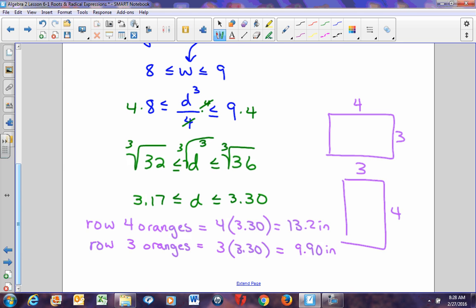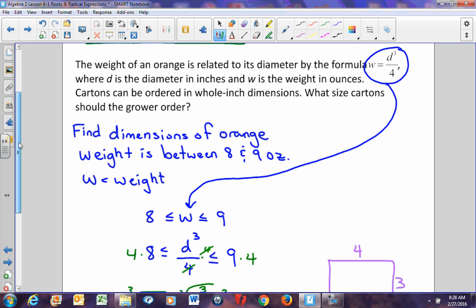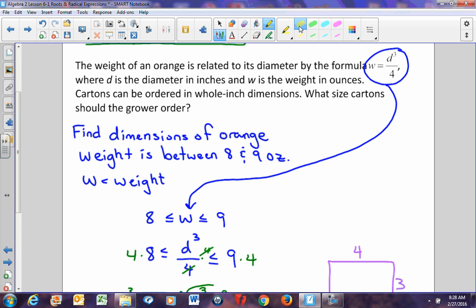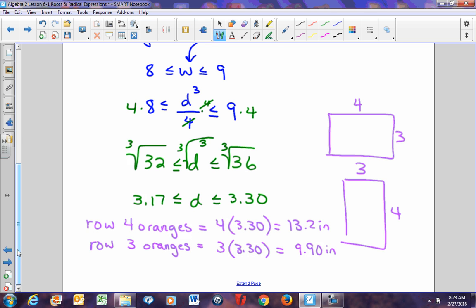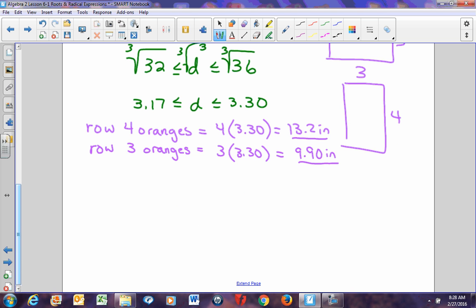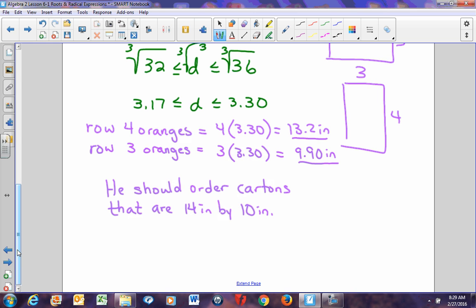Now remember, it says that the grower can order cartons in whole inch dimensions. All these things we have to pay attention to. So if I go back down here, whole inch dimensions, I'm going to have to go up for this one and up for this one as well. So you should order cartons that are 14 inches by 10 inches. Because if he orders them to accommodate the largest oranges, he knows he can accommodate the smaller oranges. So there you go. That's the application of some radicals.